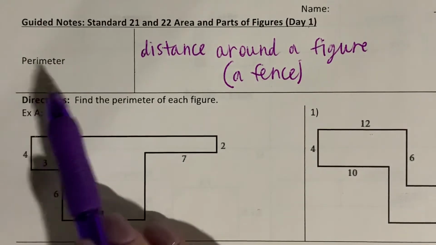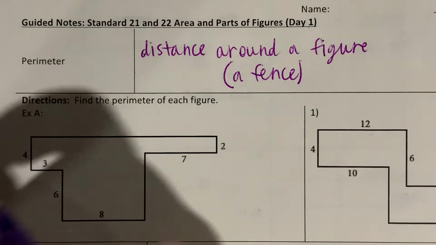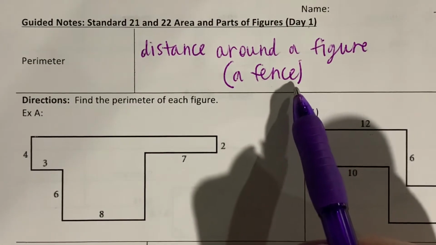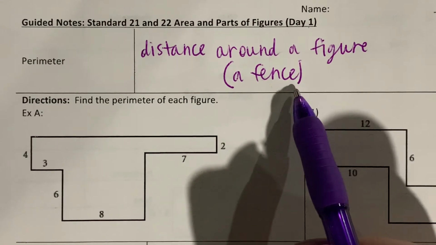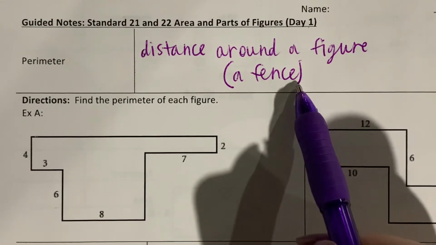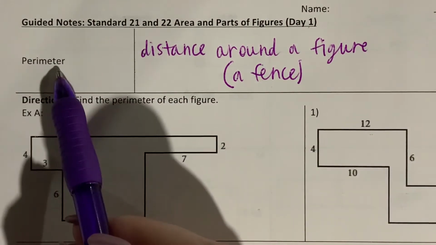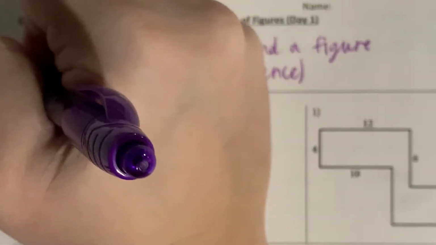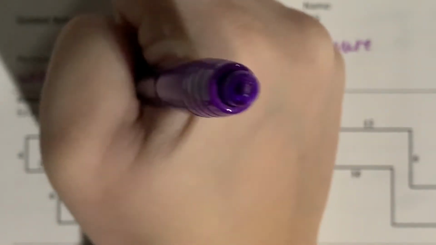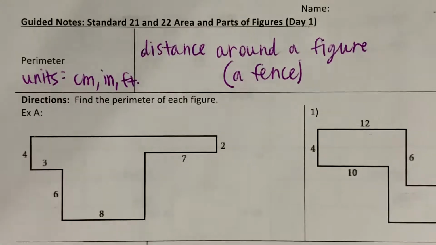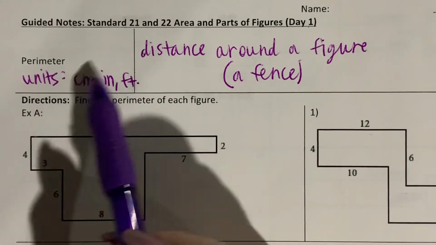Let's talk about the units for perimeter. So let's say I was building a fence and we were taking measurements. We would maybe measure in the number of feet around my backyard, or maybe the number of yards around my backyard. And so for perimeter, we just use units. And maybe the units given to us are centimeters, inches, feet, right? It could be any of these units.